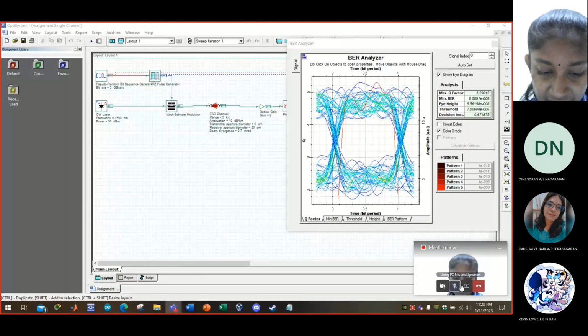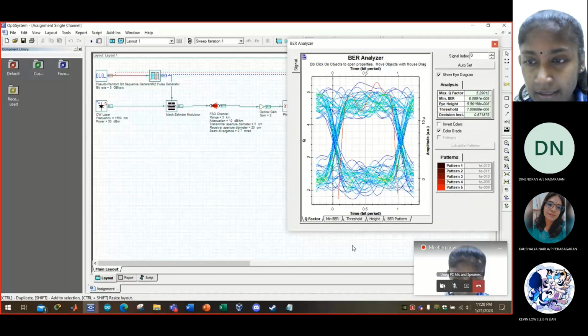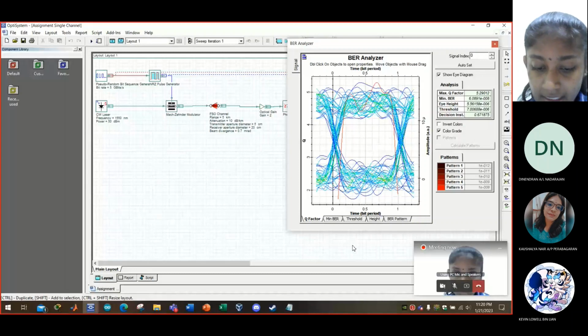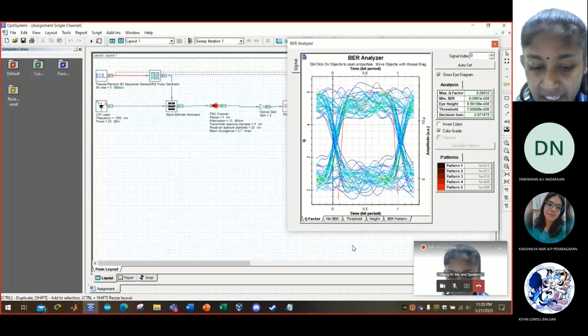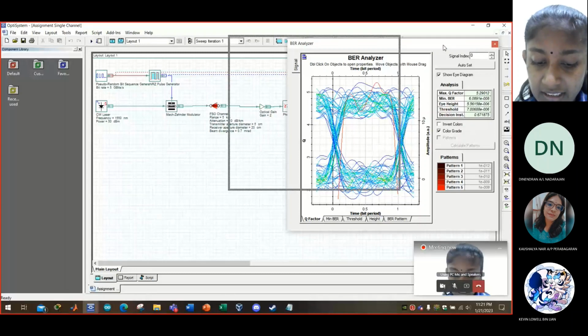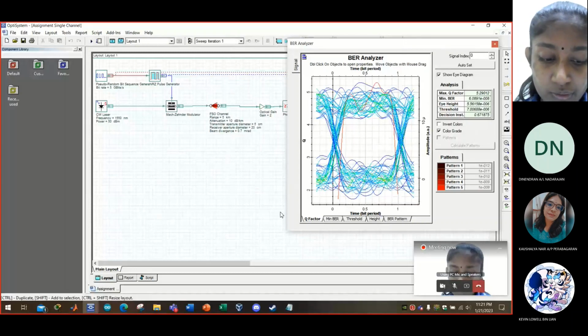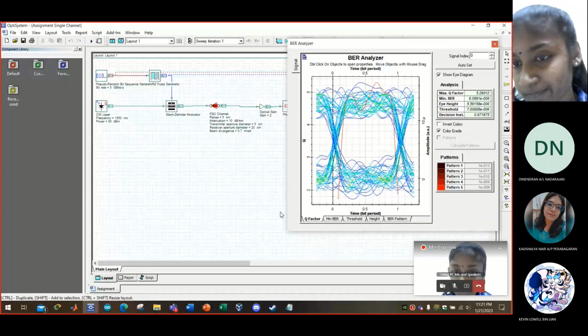Here, I have changed the beam divergence to 0.7 millirad, and we can see it has a Q factor of 5.29012 and a minimum BER value of 6.0891 e to the power negative 8. This is the weakest among the three since it has the lowest Q factor and the greatest BER values when compared to the other two.